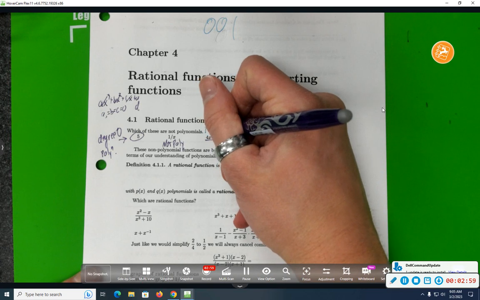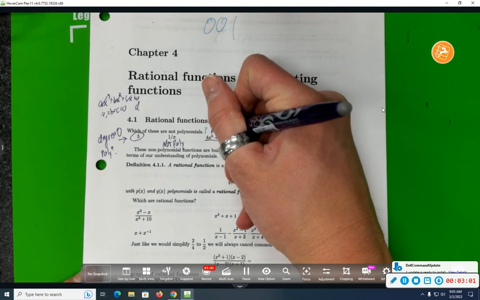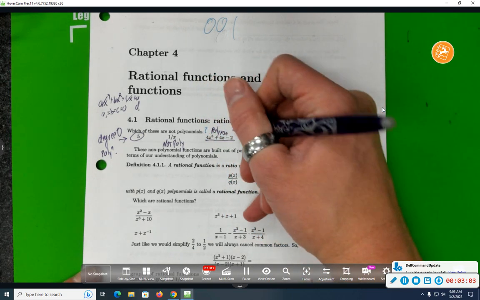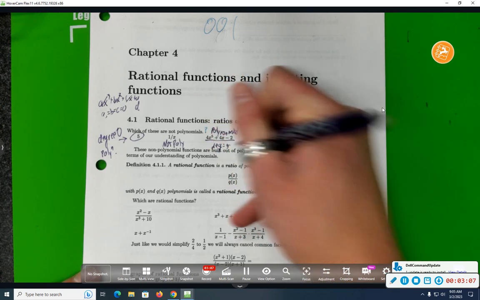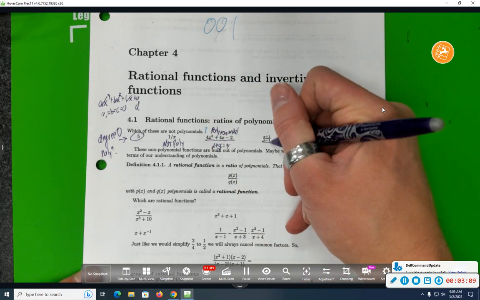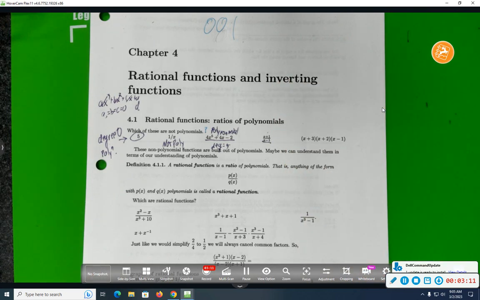What's the degree of that polynomial? Degree 5. This one, x plus 1 over x minus 1. Polynomial? Not a polynomial. Right? You're not allowed to divide by anything that has to do with x's. If I were just dividing by like 7, it would be a polynomial. But I'm not. I'm dividing by something more complicated.